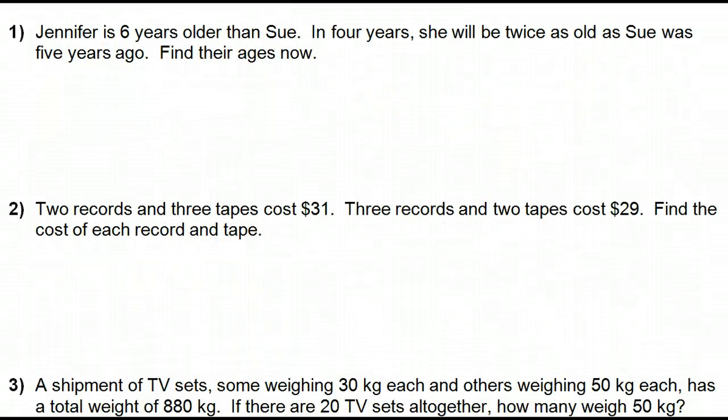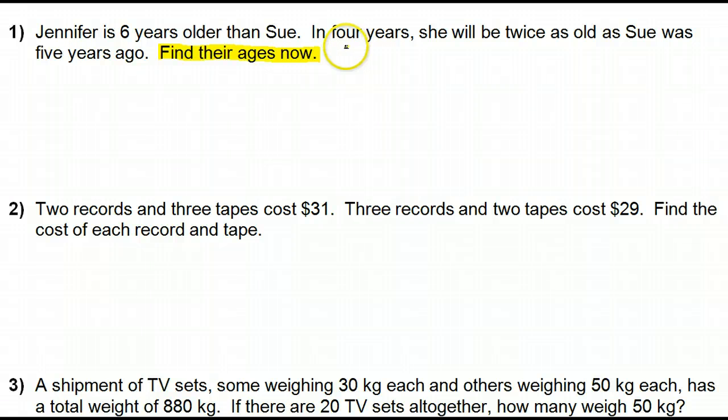The key to solving these word problems, these real world problems, is the first thing I want you to do is to define your variables. So Jennifer is 6 years older than Sue. In 4 years, she will be twice as old as Sue was 5 years ago. Find their ages now. Now look, here's the key. This last sentence tells us what our variables need to be. Find their ages now. Whatever it is that we're supposed to find, that's what the variables have to be. So let's see, Jennifer and Sue.